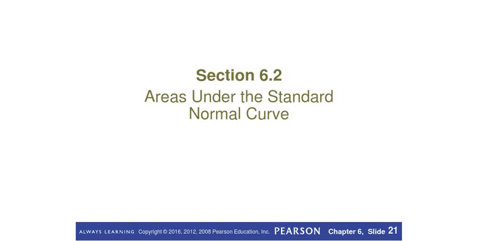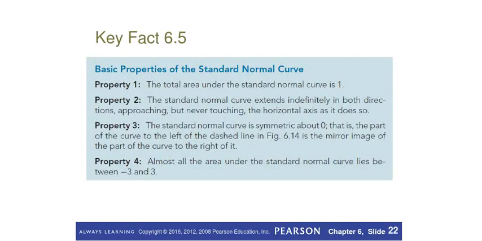Okay, everybody, let's talk about section 6.2, areas under the standard normal curve. What we want to do is get more of a sense of how we go about finding probabilities that are associated with the standard normal curve and the area underneath it. Well, there's a few properties that you have to know of.